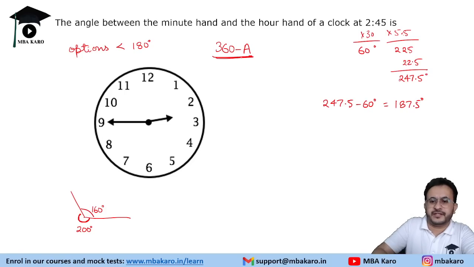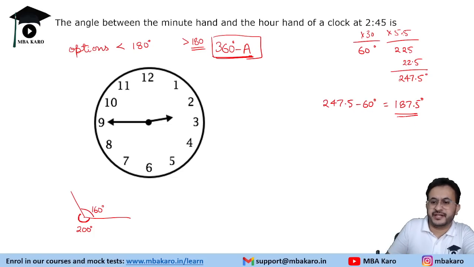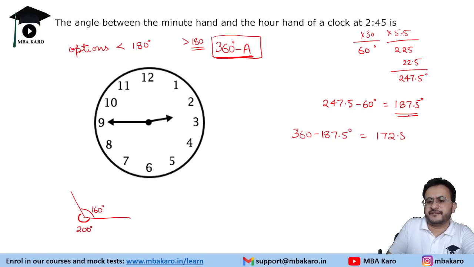Okay, if we get the angle greater than 180, we need to subtract from 360, right? If the angle comes as greater than 180, in that case subtract from 360, that will be our answer. So it says 187.5, it will be 360 minus 187.5, that will be 172.5 degrees.